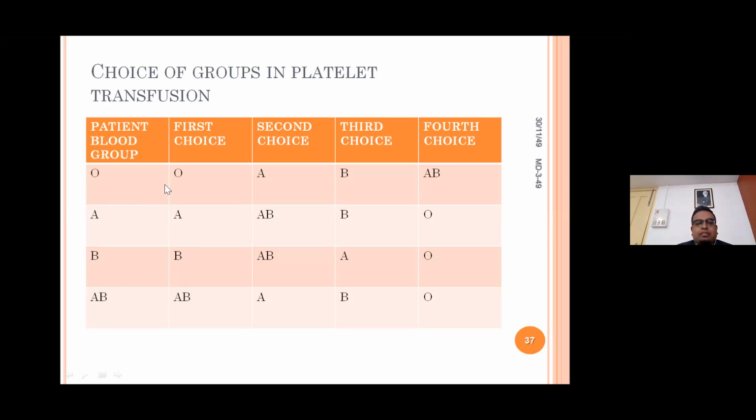So, choice of groups in platelet transfusion. If the patient is O, and you have platelets of the same group, it is advisable to go for the same group platelets. If not, the second choice is A, third choice is B, and the fourth choice is AB. If it is A, then the first choice is obviously A, second choice is AB, third choice is B, and fourth choice is O. Similarly for B, the first choice is B, second choice is AB, third choice is A, and last choice is O. And for AB, the first choice is AB, and similarly the second and third choices are A, B, and O respectively.